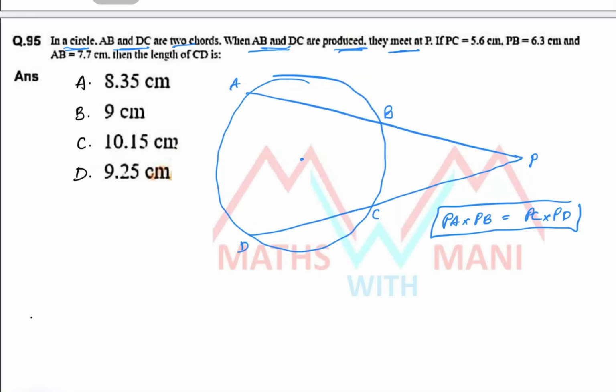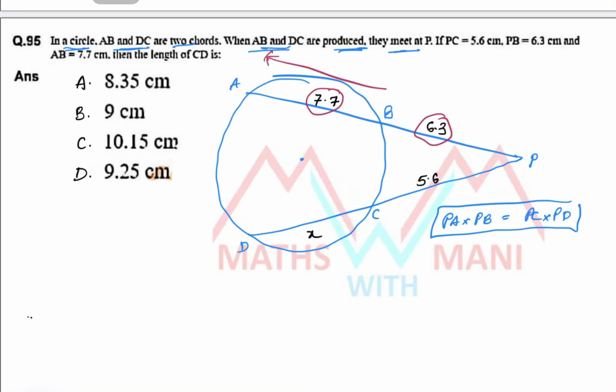PC is how much? 5.6. PB is 6.3 and AB is 7.7, and what is CD? CD is X. Okay, that's it. Very simple. Let's observe. PA into PB, it is 7.7 and 6.3.